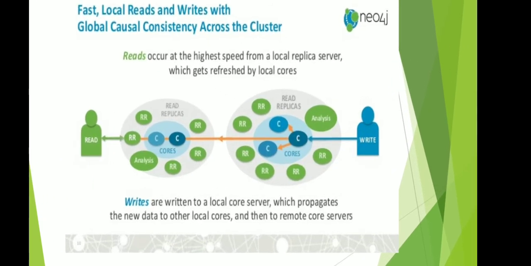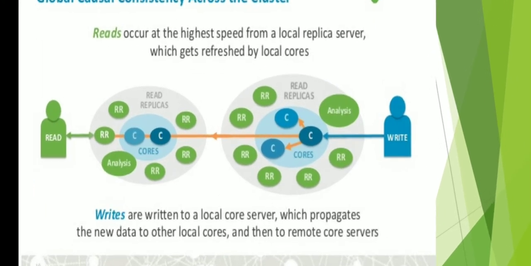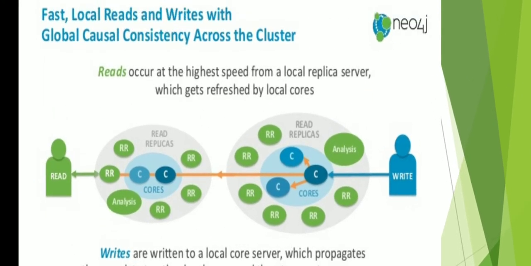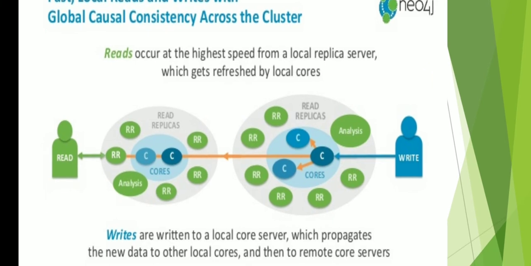And let's see how the consistency works. You can see this picture, and it allows for fast local reads and writes with global causal consistency across the cluster. So you can see here, first let's start with a write. A particular node is writing data, and for that cluster you can see that a number of read replicas are available. RR means read replicas, and for analysis they have some separate nodes, and we call them cores. C means core.